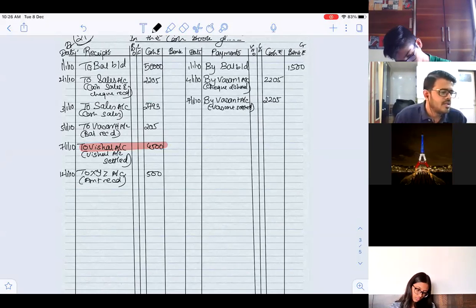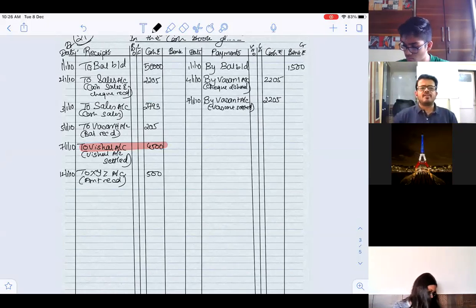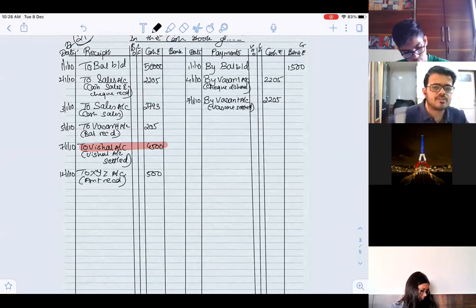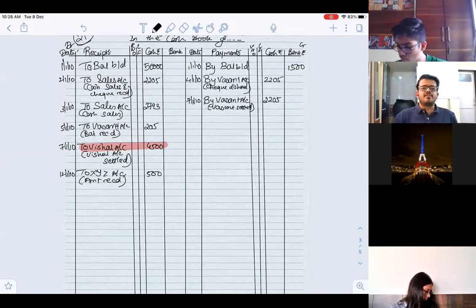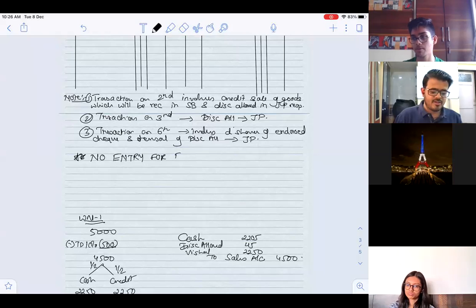Then encash that bearer check. We have done this once before, encashment of a bearer check. Does anyone remember? What is encashment of a bearer check? A contra entry, right? No, sir. There is no entry for encashment of a bearer check.